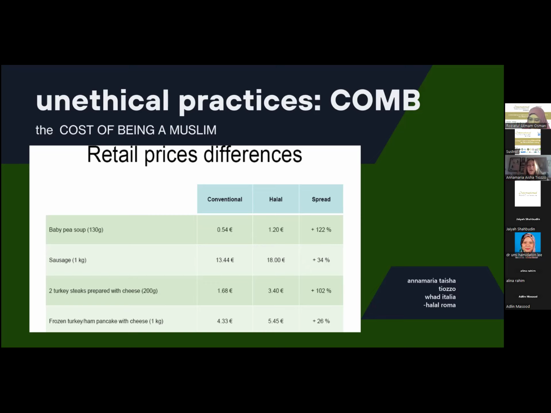So remember, the price can change if the quantity and quality of the products change. Yes, the quality is changed because we have halal certification, but not to this extent.